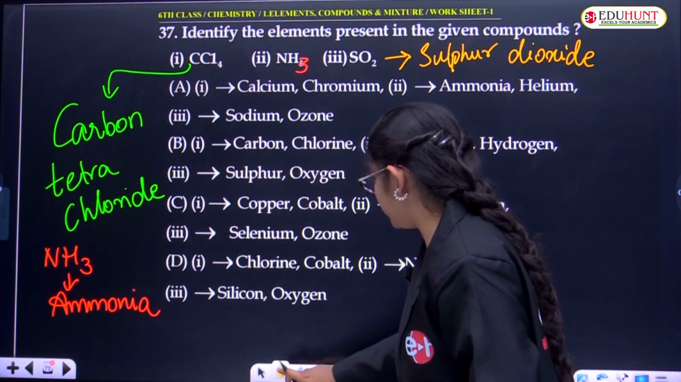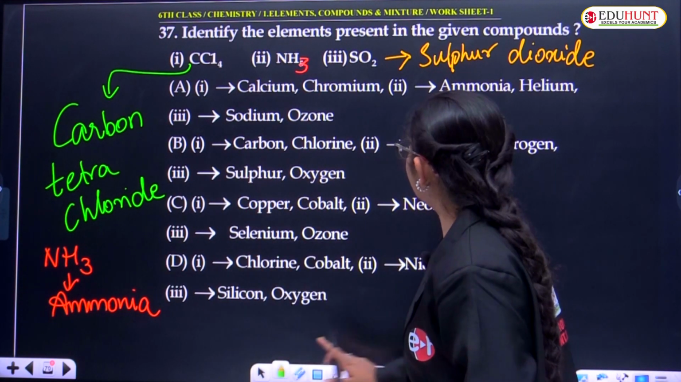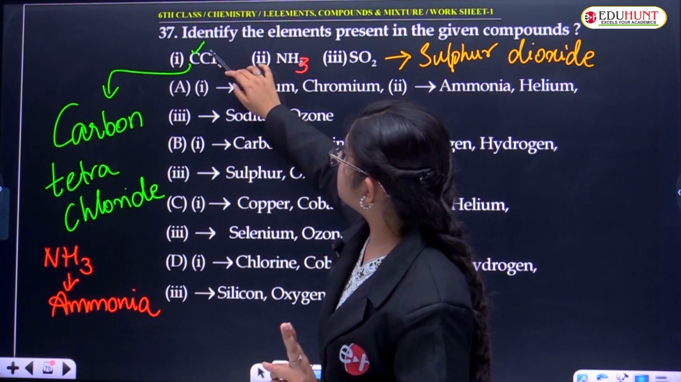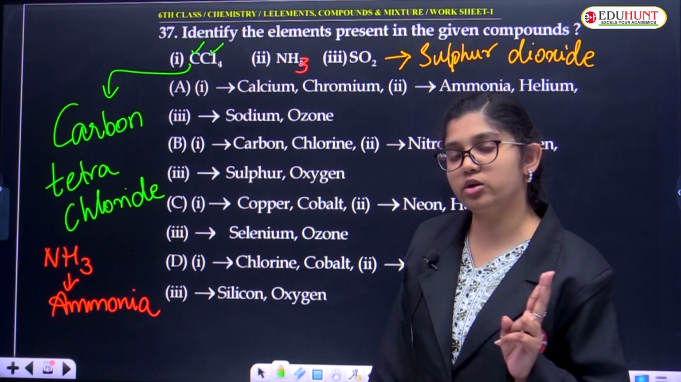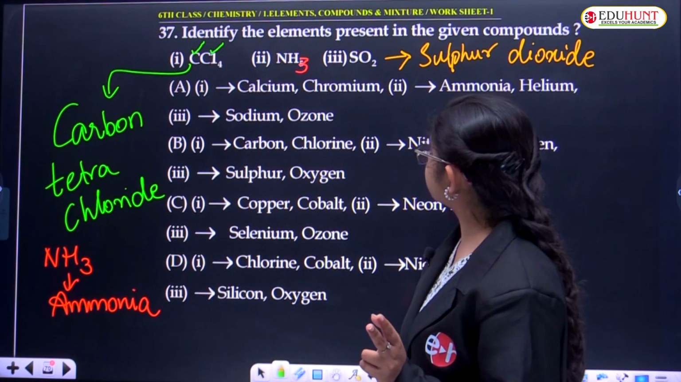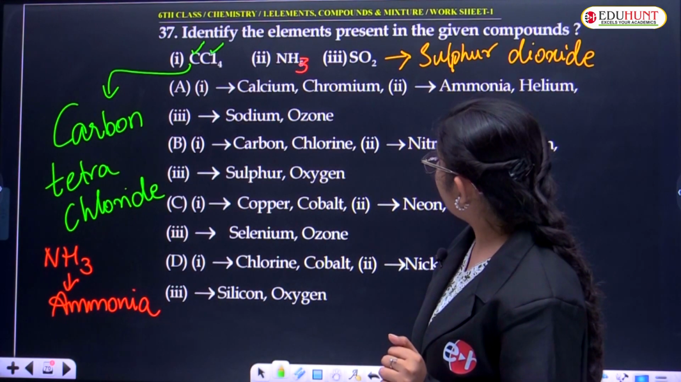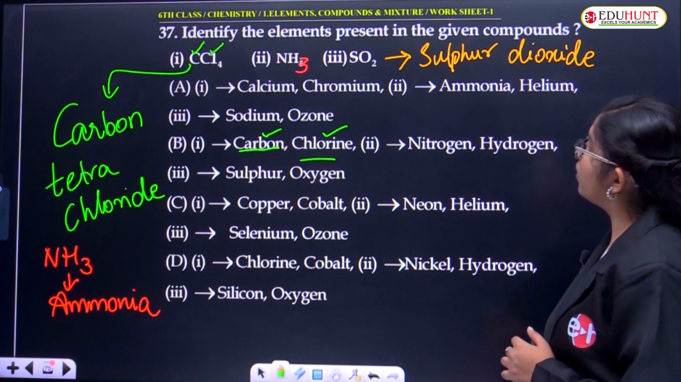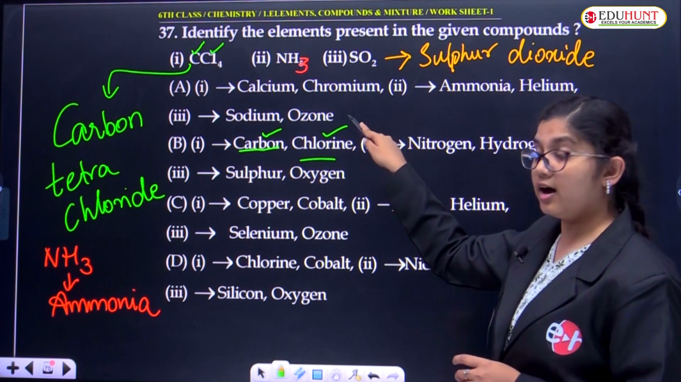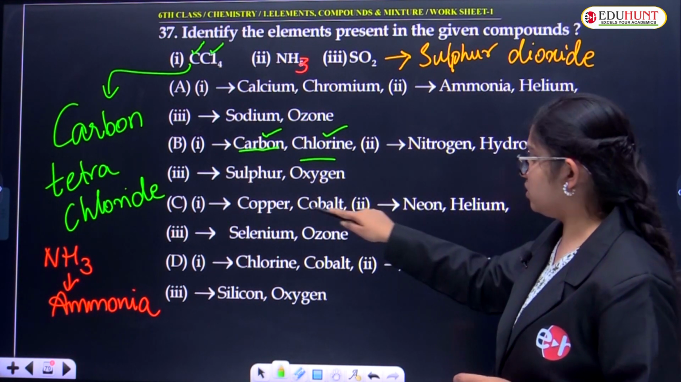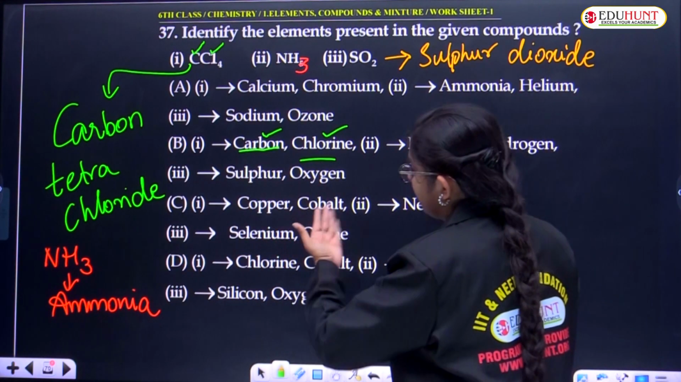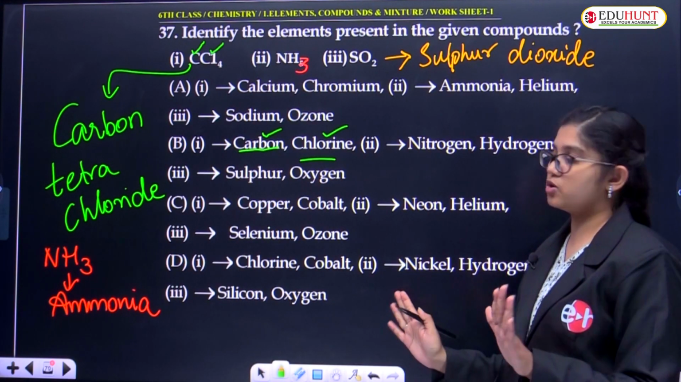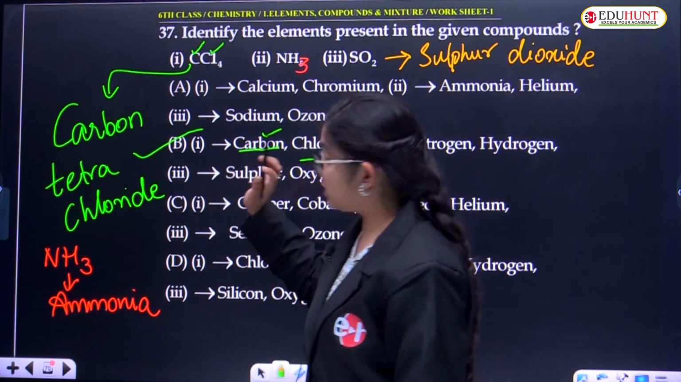Let's start with CCl4. We have 1 carbon and 4 chlorines. So how many elements do we have here? 2. What are those 2? Carbon and chlorine. Do we have the option carbon and chlorine? Yes, option B. What about chromium? No, chromium is Cr. Copper is Cu and cobalt is Co. We don't have any cobalt, so we're neglecting those options. We can say clearly the option is B, but we have to check the answers.